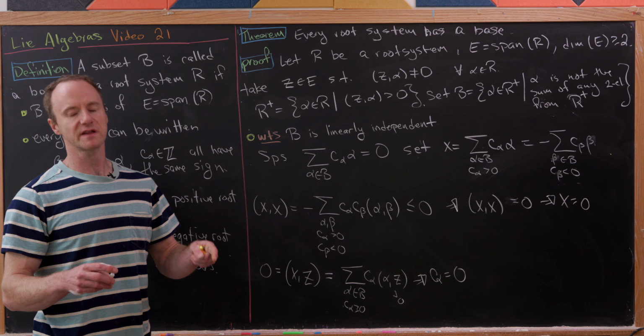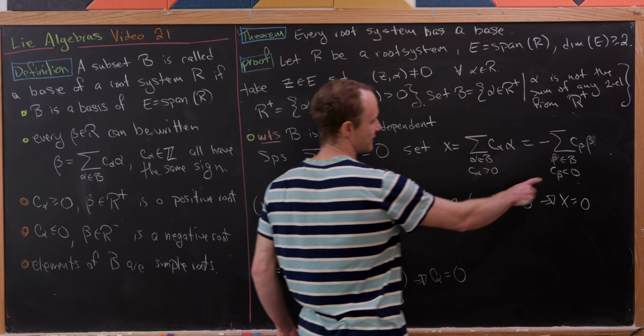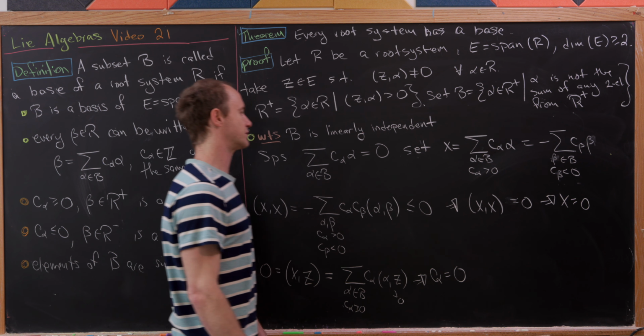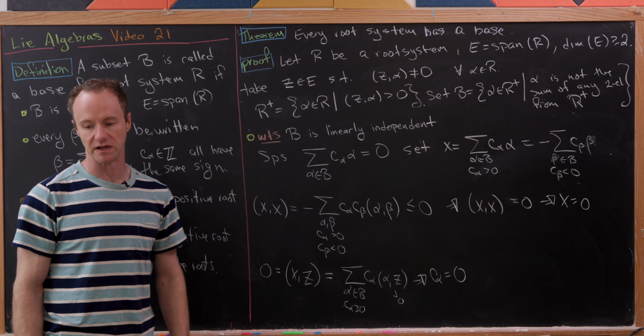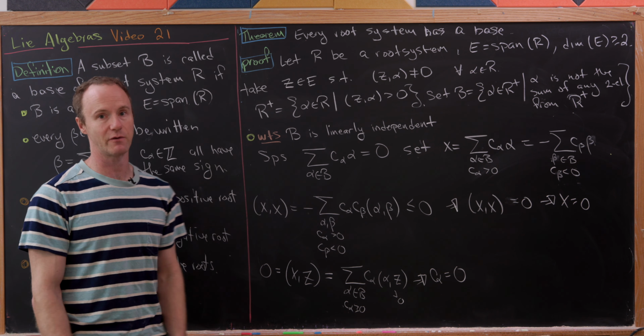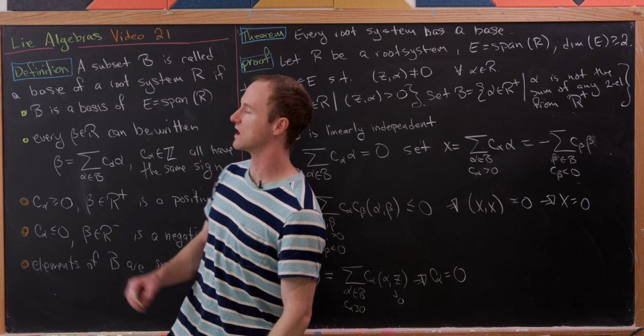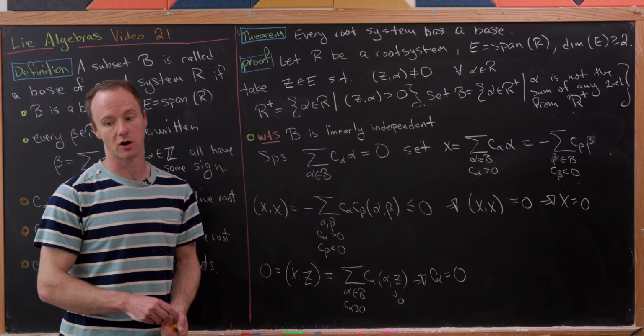But then by a really similar argument, all of these C betas are also equal to 0. That means that every coefficient over here is equal to 0. But that's exactly what we need for the finishing of this linear independence argument.